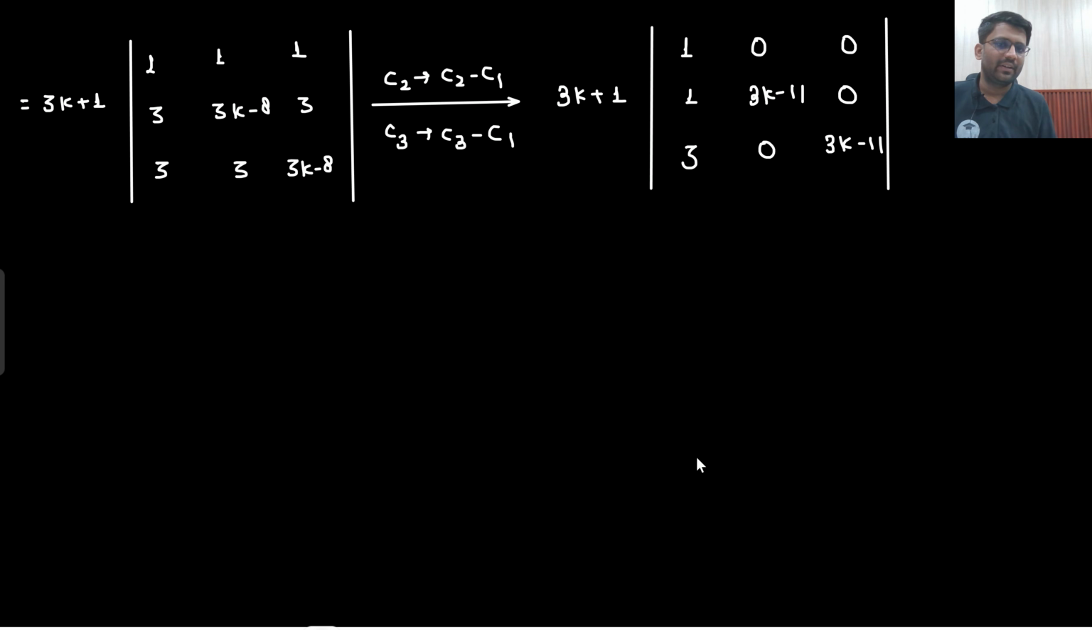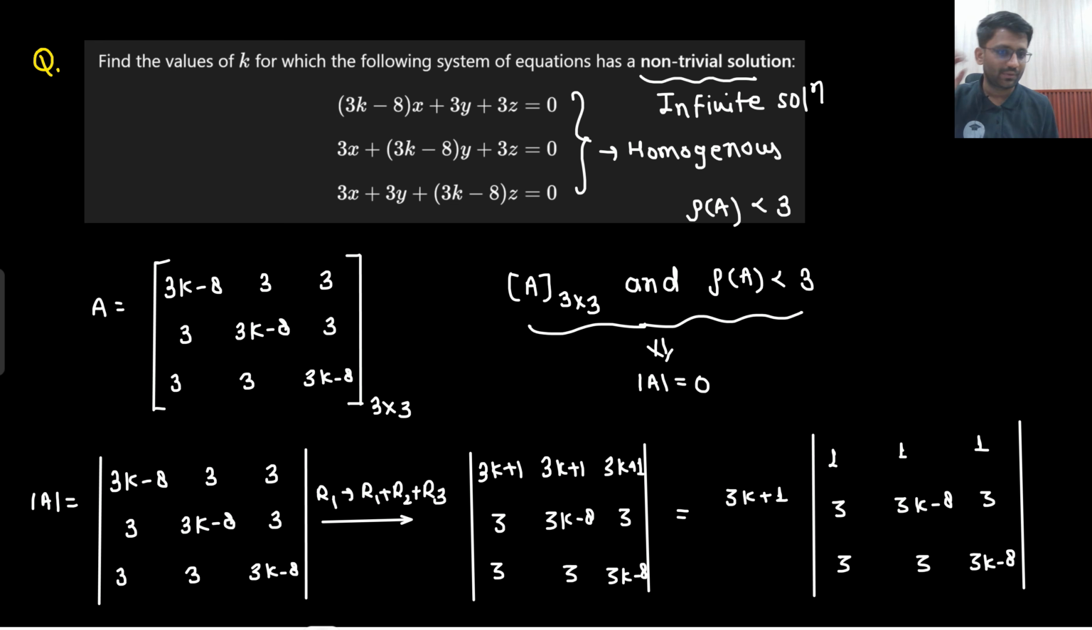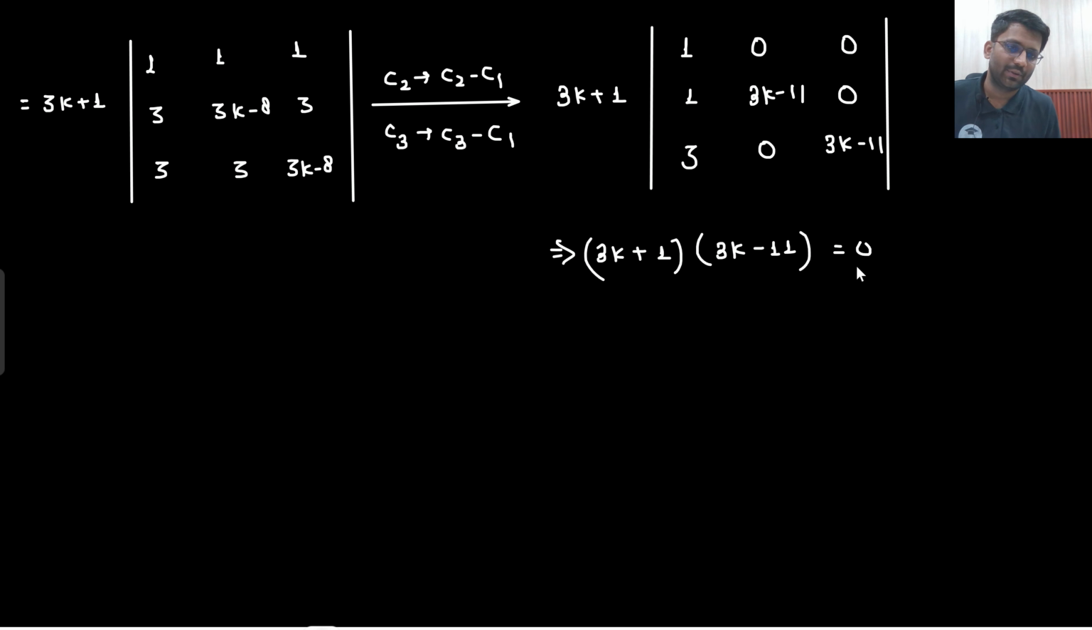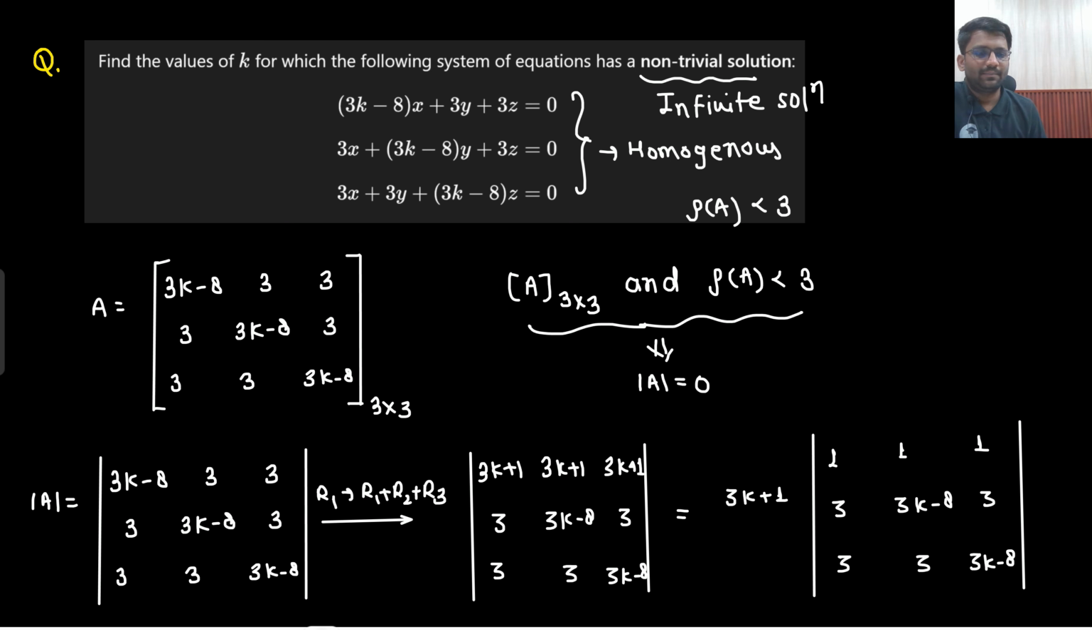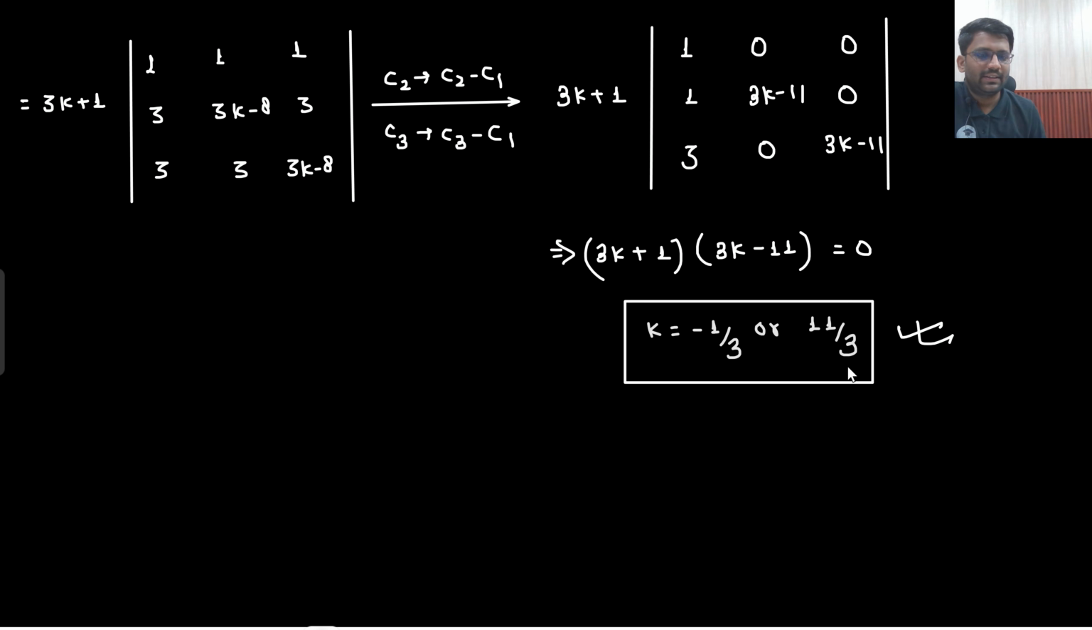So what will be the determinant here? Total value is coming out to be 3k plus 1 multiplied with this determinant, which is 3k minus 11. You need to equate it to 0. So the value of k could be either minus 1 by 3 or 11 by 3. Both of the answers are possible. Understandable? Okay, both answers are possible. Very easy thing.